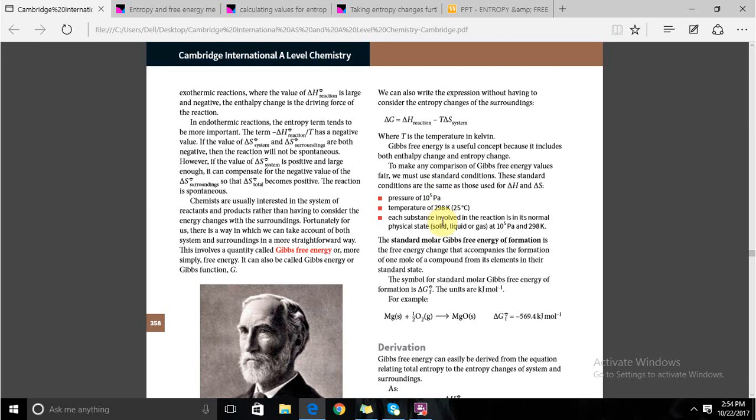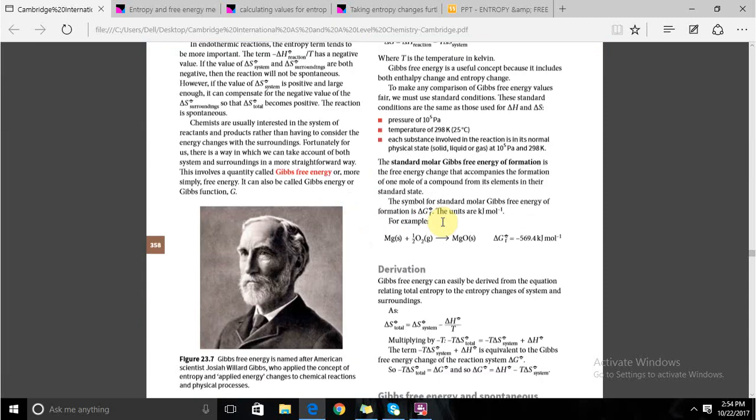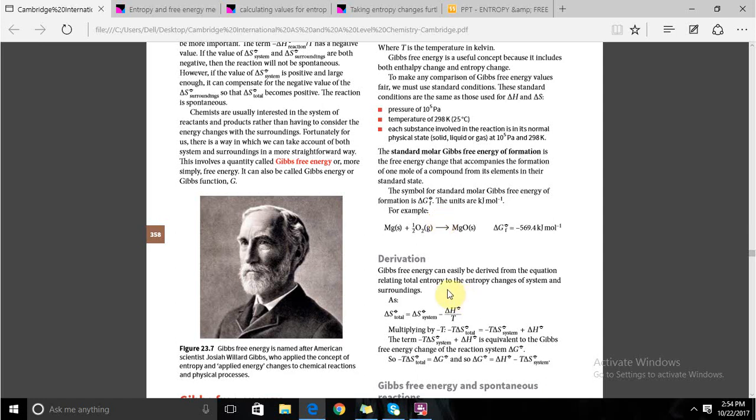And if we were to define standard molar Gibbs free energy, it is the free energy change that accompanies the formation of 1 mole of a compound from elements in their standard state. And the symbol is delta G naught with an f in the subscript. Derivation: basically we multiply all of this by minus T, and we are left with this.